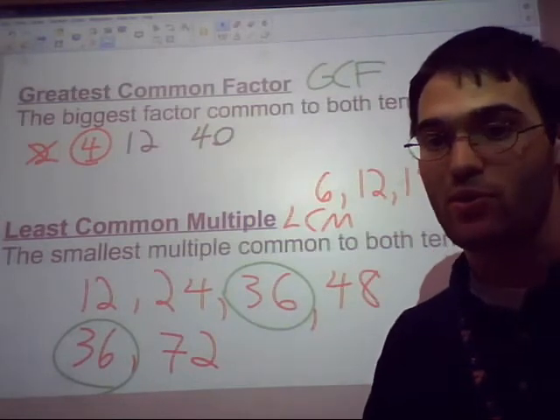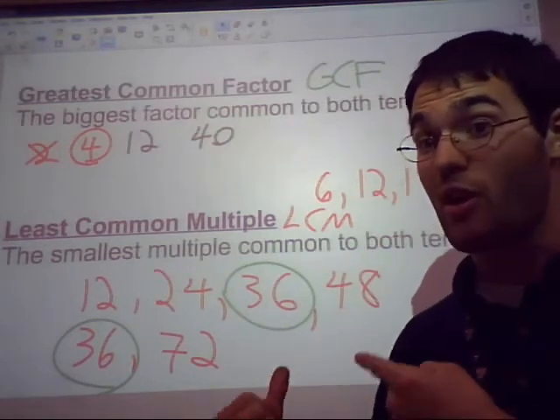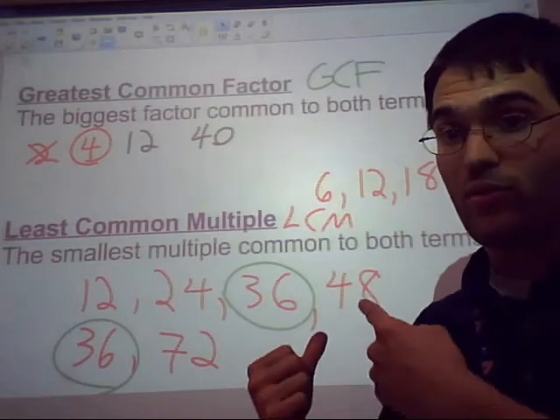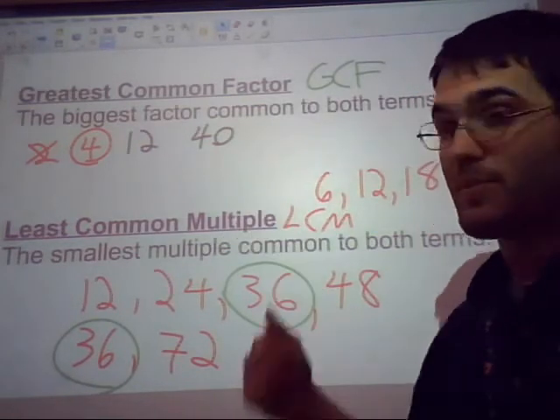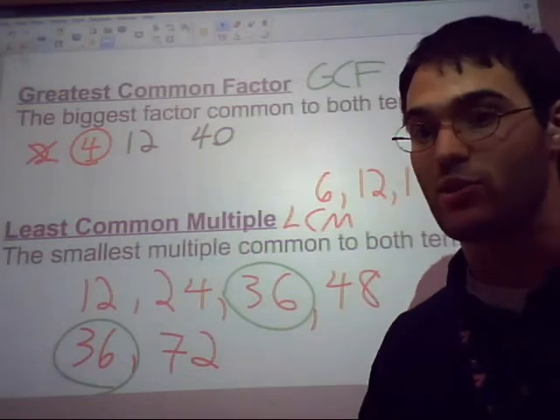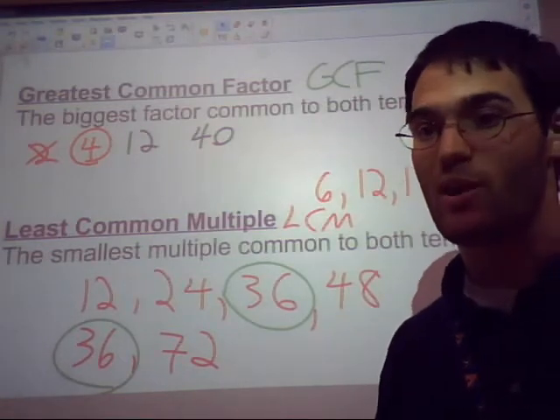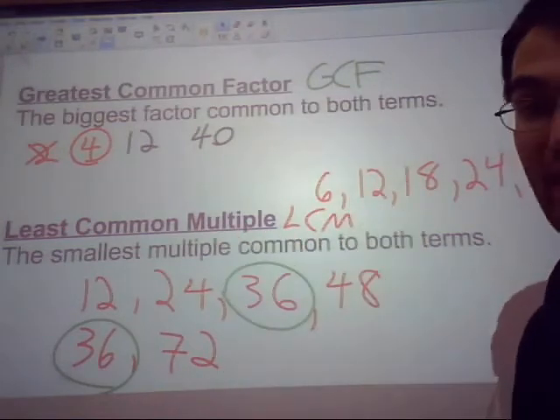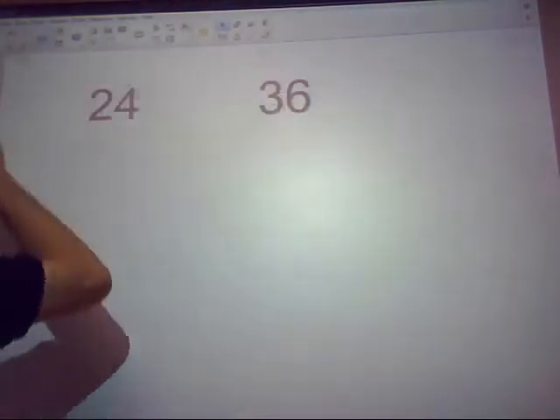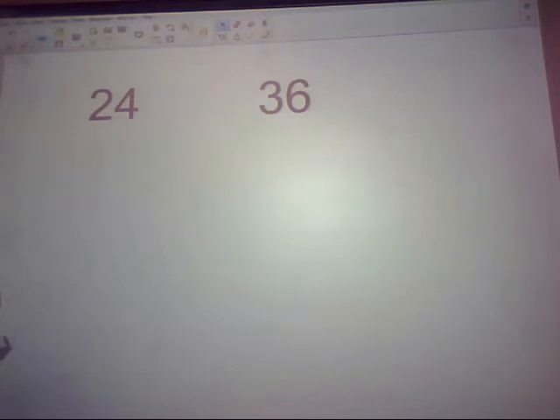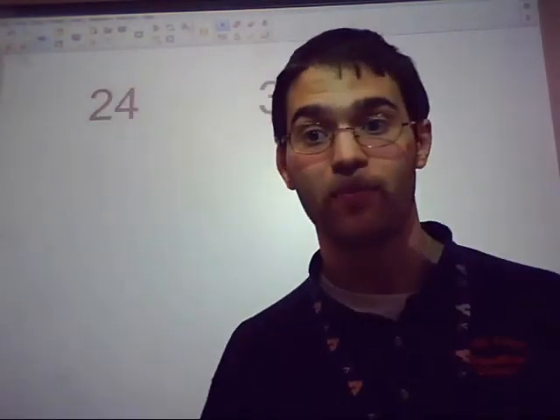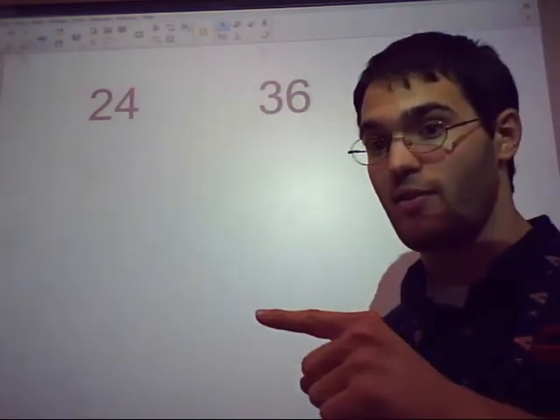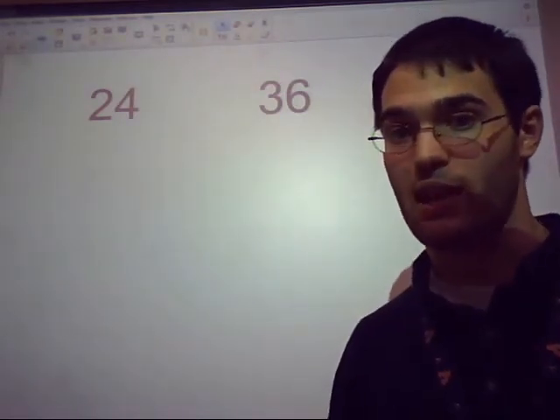Now that we know what both of those are, let's use our prime factorization to find these two results. And I think you'll find that this is an easier way to do it than to just list all the multiples or list all the factors. So our first example is 24 and 36. Let's find the prime factorization of both of these, and then we'll use that to find the greatest common factor and the least common multiple.